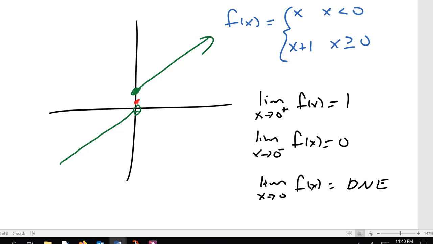So in a nutshell, that's what you're looking for and thinking about when you're talking about a removable discontinuity versus one that's not removable. I hope this helps a little bit. If not, I'll be happy to provide some more details.